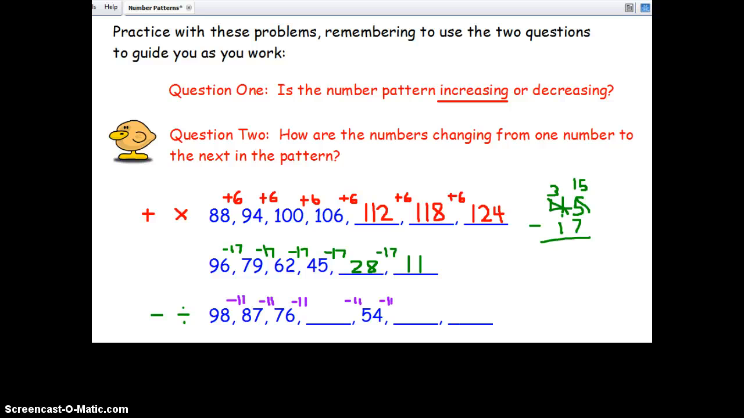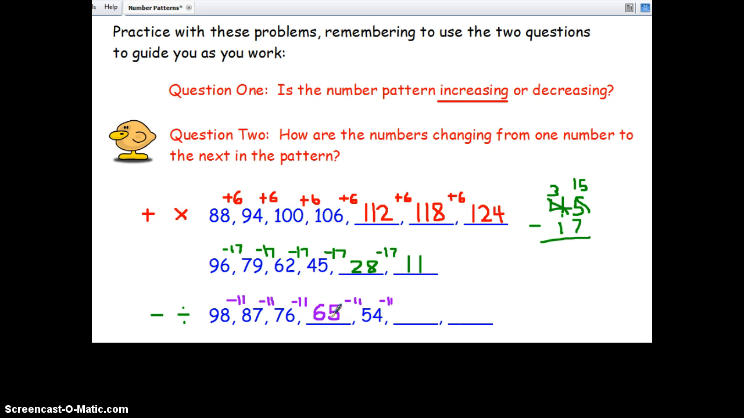Okay, so I went ahead and looked at the pattern for the numbers. So I know that 98, and if I subtract 11, I get 87. If I take 87 and I subtract 11, I get 76. And if I take 76 and I subtract 11, what should that get me? If you are thinking 65, you are correct.